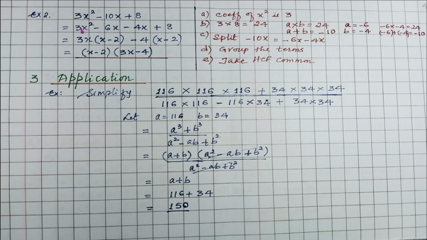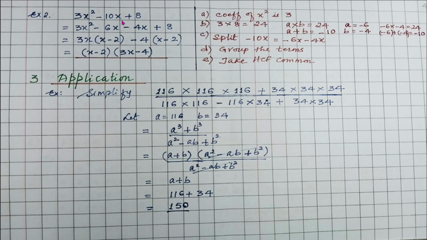Now go for grouping and taking HCF common. So group the first 2 terms and the last 2 terms. Now take the common thing here. 3x is common, because 3x into x is 3x square, minus as it is 3x into 2 becomes 6x, and this is the correct taking common. Now minus 4x plus 8, what is common here? 4. Take 4 outside and put x in the bracket, and then minus 2 in the bracket. So minus 4 into x becomes minus 4x, minus into minus is plus, and 4 into 2 is 8. And now take common here. The common is x minus 2. Take x minus 2 common and put 3x minus 4 in the bracket, and that is the method of middle term splitting method.